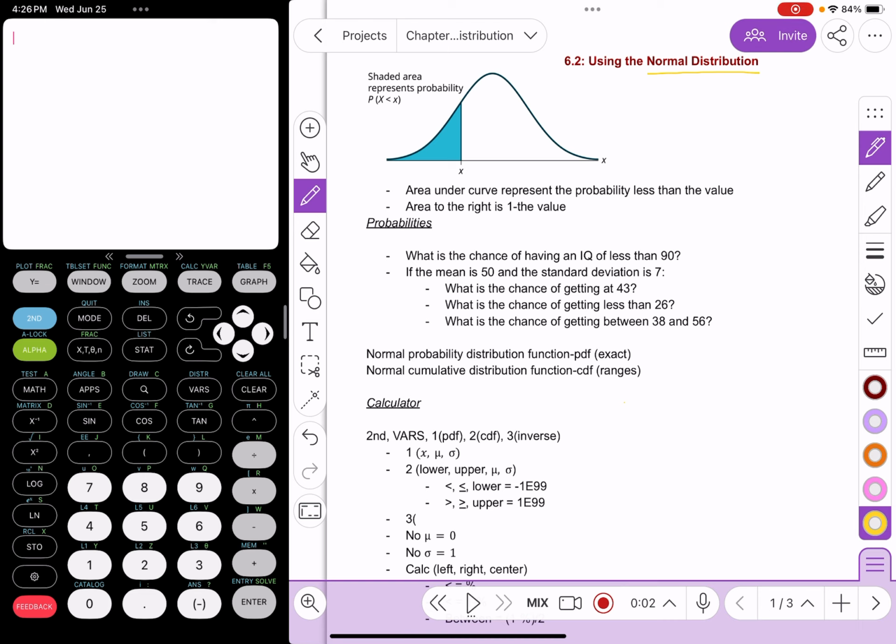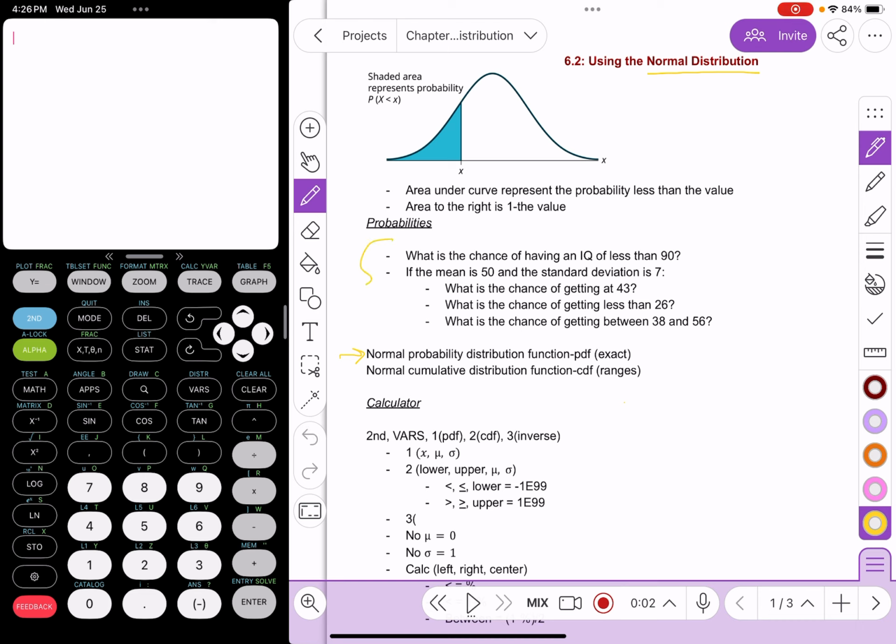So we're going to use the normal probability distribution, and that is based on the normal curve. So think of having questions like, what is the chance of getting an IQ of less than 90? Or if the mean is 50 and the standard deviation is 7, what's the chance of getting a 43? Or what is the chance of getting less than 26? What is the chance of getting between a 38 and a 56?